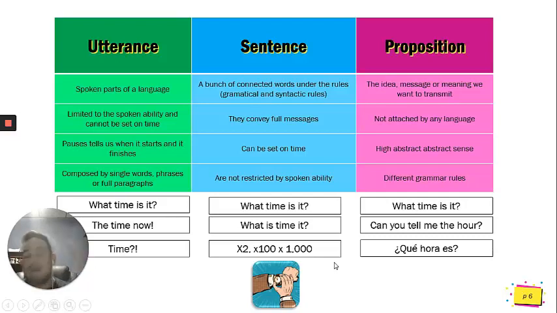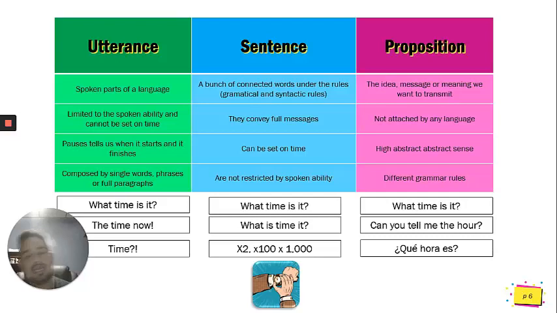And finally, perhaps the most complex part to understand is the proposition. Proposition, in my opinion, can be termed as the nuclear idea, message, or meaning we want to transmit in a sentence or in an utterance. Okay? Propositions are not attached to any language, and this is important. This is something that we are going to see in a minute.